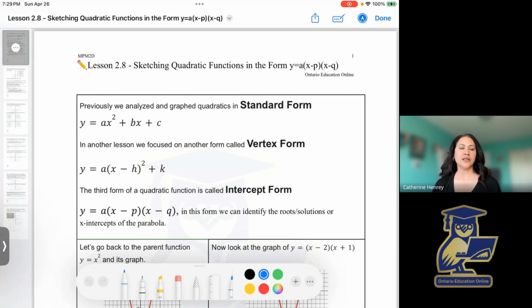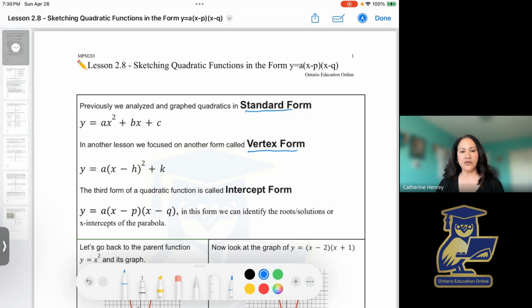Hey everyone, welcome to lesson 2.8. This is the last lesson of our quadratics functions graphing unit, and then we'll move on to something different. But we've taken a look at two forms of quadratic functions, standard form and vertex form. And remember, we get different characteristics from each form that can be helpful in graphing our quadratics.